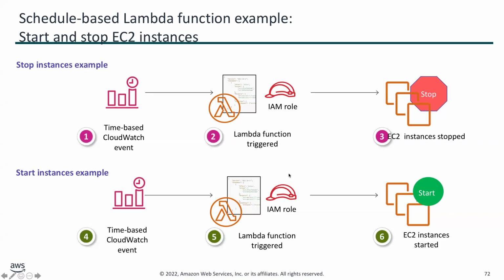Similarly, at 5 a.m. or 7 a.m., let's say, people come back to the office and they want to use those things. You would create an event here, let's say for 7 a.m. Then the same Lambda function can be triggered, or another Lambda function which has an IAM role with access to these EC2 instances, and it will start your EC2 instances. This is an example, right? It's a cost saving kind of example as well.